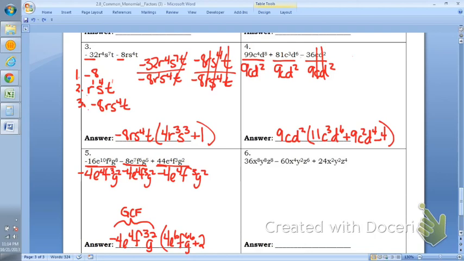E to the 7th over e to the 4th equals e to the 3rd. F to the 6th over f to the 3rd equals f to the 3rd. And g to the 5th over g to the 2nd is g to the 3rd.